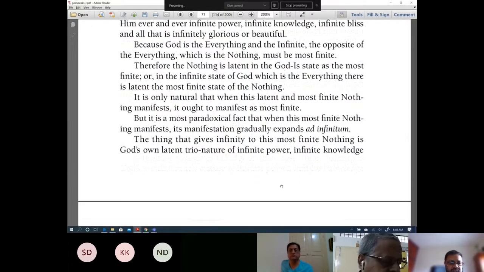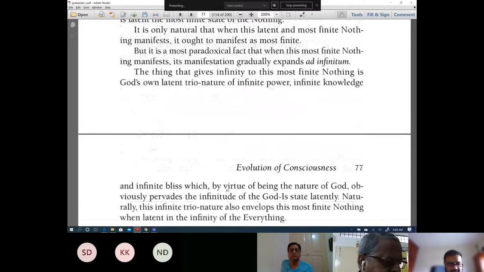infinite knowledge, and infinite bliss, which by virtue of being the nature of God, obviously pervades the infinitude of the God state latently. Naturally, this infinite trio nature also envelops this most finite nothing when latent in the infinity of the everything.